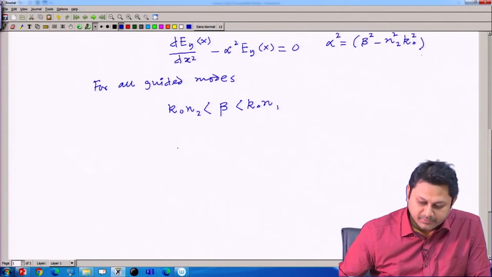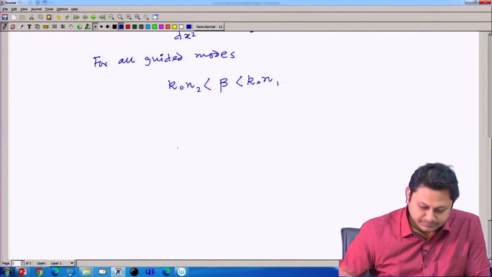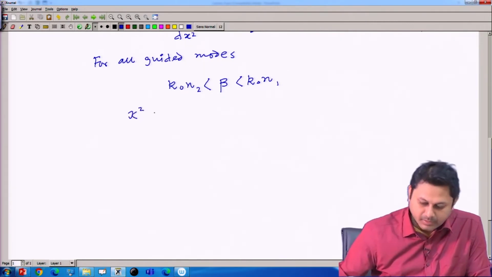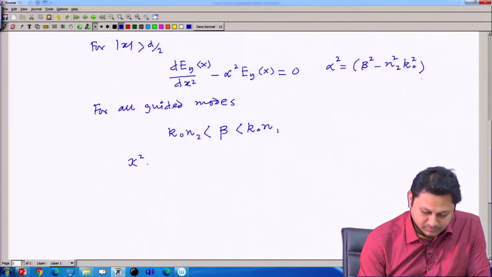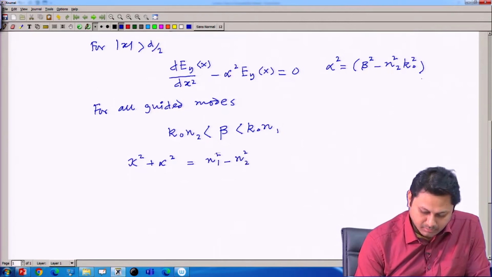Also from here we can find one thing, that kappa square plus alpha square is n1 square minus n2 square multiplied by k0 square.